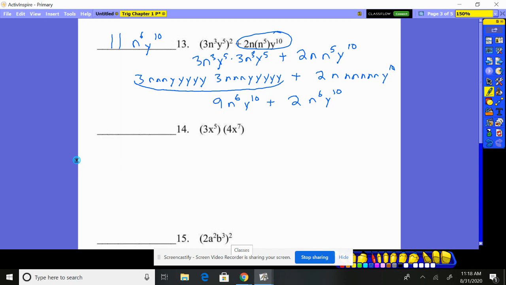All right. 14. A little bit easier problem here. We have 3x times 4x. 3 times 4 is 12. How many x's? I got 5, 7. That looks like how many? 12 also. So 12x to the 12th is our answer for number 14.